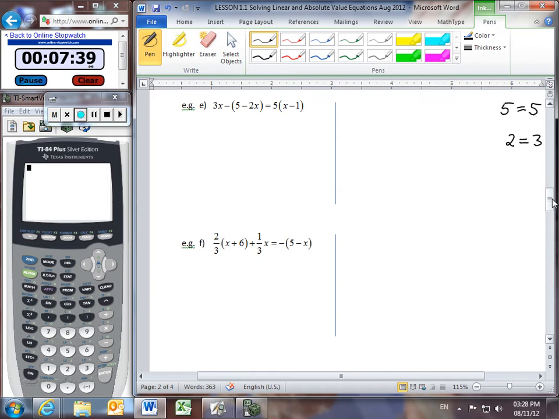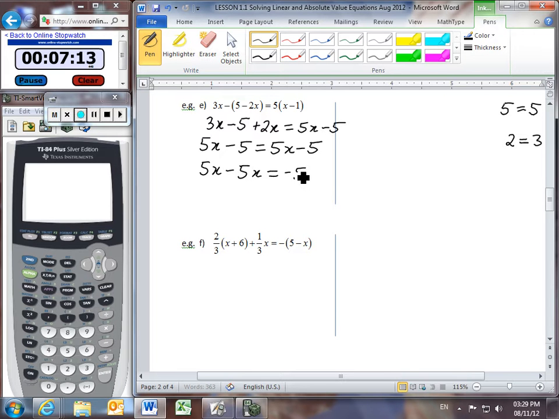And so if I distribute, to get rid of the parentheses to begin, 3x minus 5, the minus distributes to the negative 2x, and my 5 distributes to the x and to the negative 1. Let's simplify. 5x minus 5 equals 5x minus 5. Let's bring the linear terms over to one side, and I've got 5x minus 5x, and I'll bring my constants to the other side, and I've got negative 5 plus 5. This yields 0 equals 0.